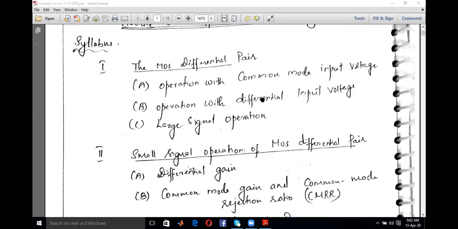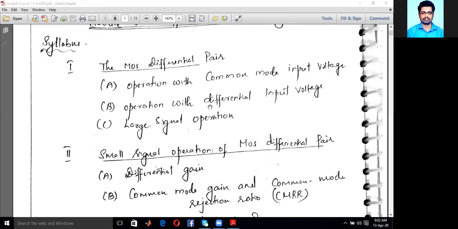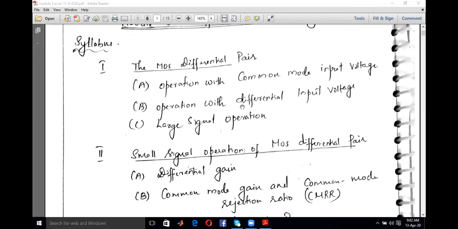I repeat again: if the two inputs to the differential amplifier are the same to each other, or if the two terminals are shorted together, it is acting as common mode input. But in the differential mode you always have a difference between the two inputs, and then we can say that the amplifier is working in differential mode. So either the amplifier will be working in the common mode or in the differential mode.